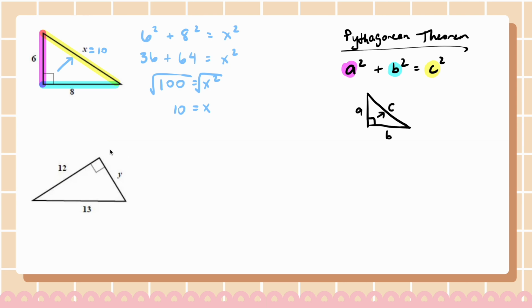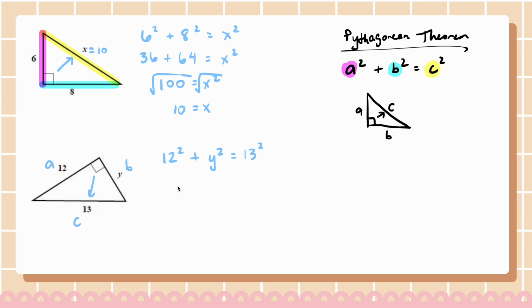All right, let's try with another example over here. So first I want to start by identifying my a, b, and c. I notice here's my right angle, so that means this side across from it is my c or my hypotenuse. Again, it doesn't really matter which one is a or b, so let's just call this a and this b. Okay, now let's plug it into our Pythagorean theorem. So I start with a squared, which in this case is 12 squared, plus b squared, which is y squared, is equal to c squared, which is 13 squared.